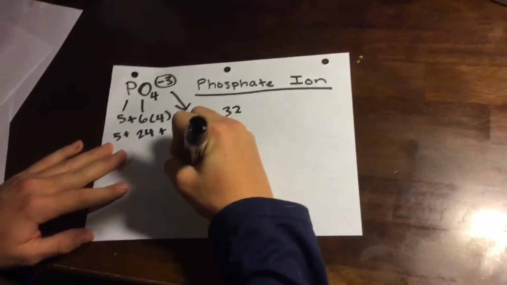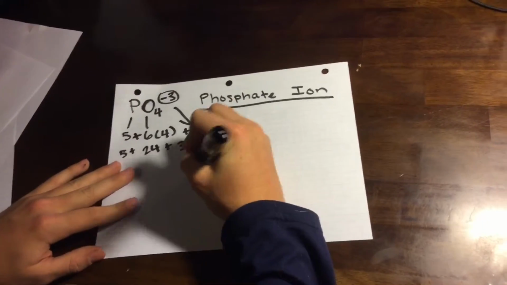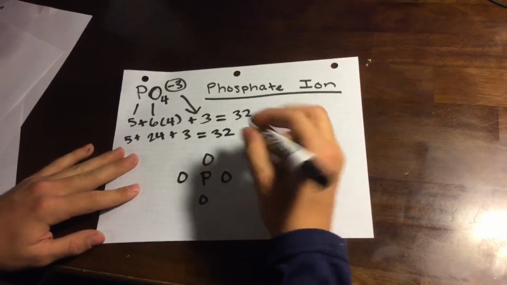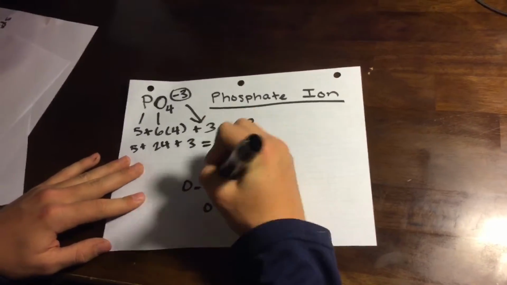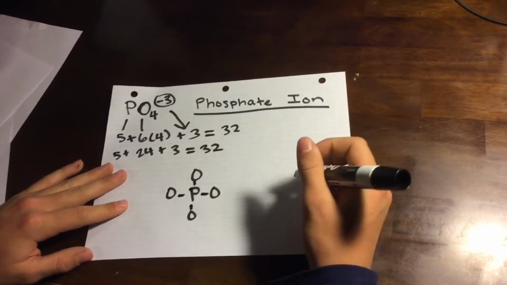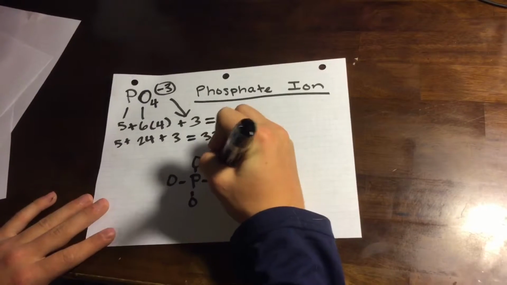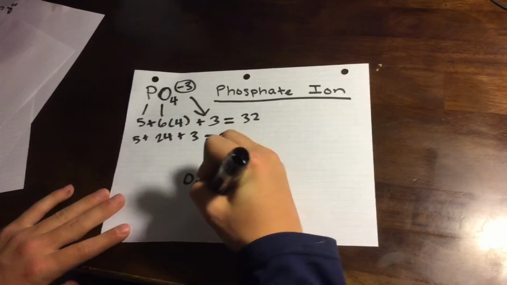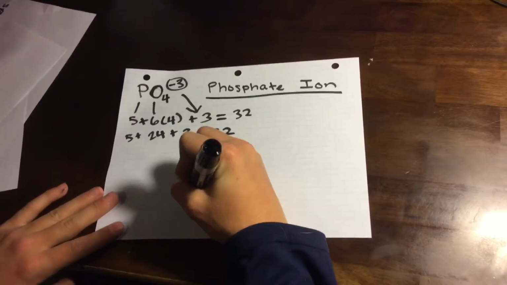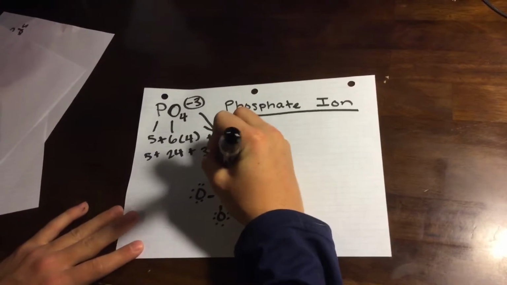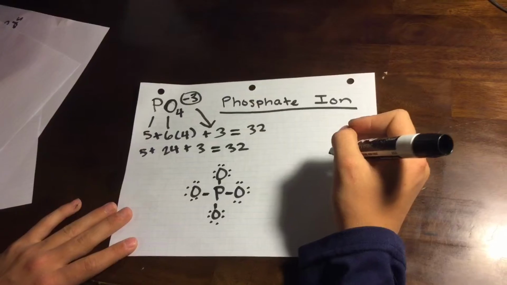To begin the structure, we'll put phosphorus in the middle. Then we will put the 4 oxygens surrounding the phosphorus. We will make a chemical bond in between each oxygen and the phosphorus. Then we have to fill the octets of the oxygen and use the remaining 24 valence electrons. We will put 6 dots around each oxygen to represent these electrons.